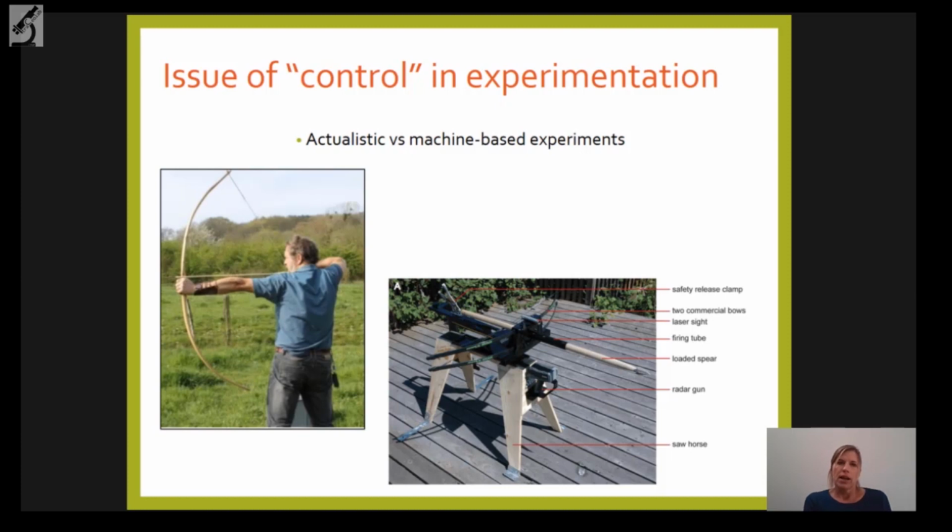In that perspective, actualistic and machine-based experiments are often opposed. The two kinds of experiments that I referred to previously are independent from this kind of division. But often machine-based experiments are presented as the experiments that are controlled, while actualistic experiments are often presented as if they would not be controlled. But as I just mentioned, for each experiment that is performed in the context of functional studies, control is an essential element. And actualistic and machine-based experiments should not be opposed to each other.